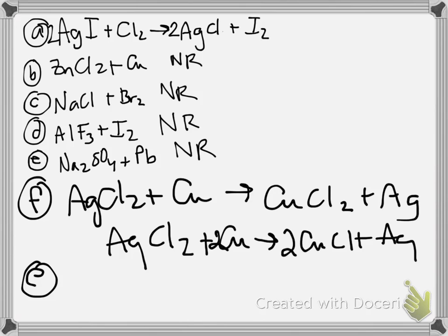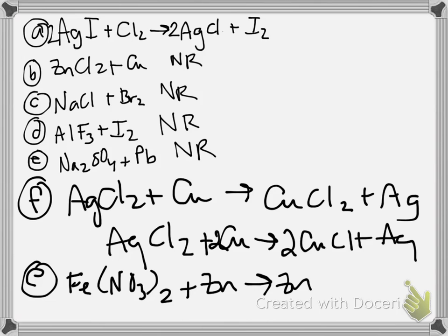Okay, for E, we have iron nitrate. Oops, iron 2 nitrate, and we're putting that together with some zinc. What could the zinc potentially replace? The iron. And will it? Yes. Zinc is more active. So out of that we get zinc nitrate and iron. Okay? On this they were just worth a point each, so it was out of 17 imaginary points.